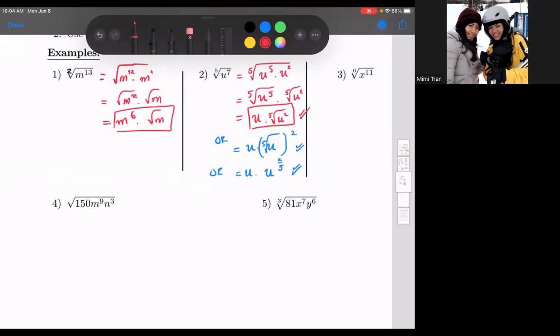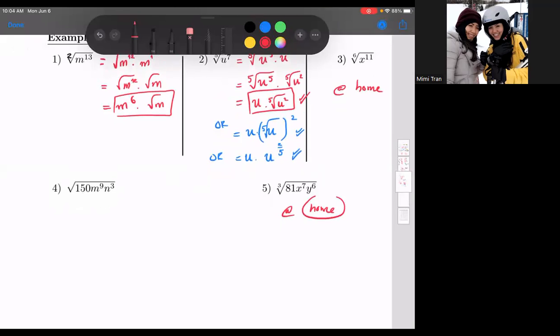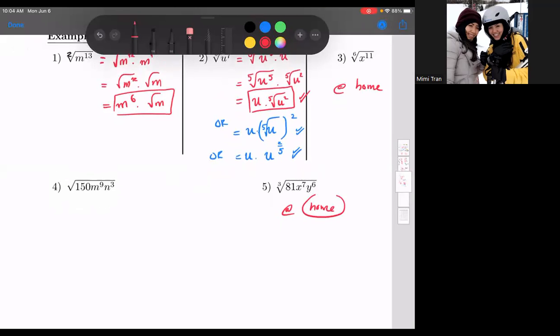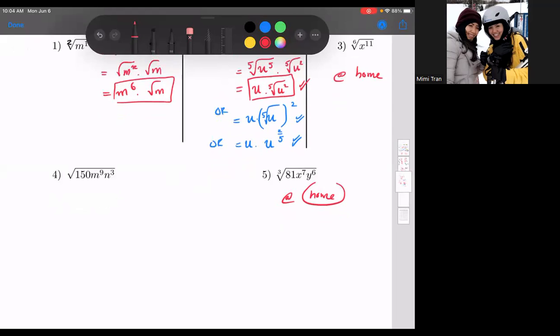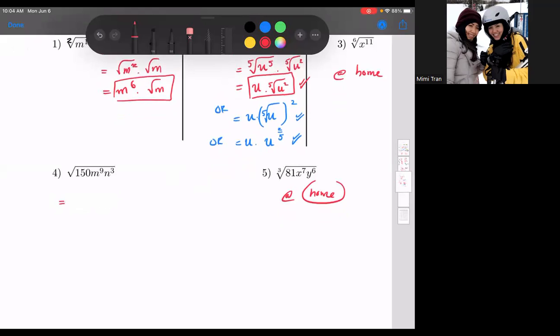But the last one, unless I ask you to, don't do it. Because at home, I don't have time. At home, I have to do 4. Please do it, it's important. Okay, so again, I'm going to break it apart. Do I have to? Yes.